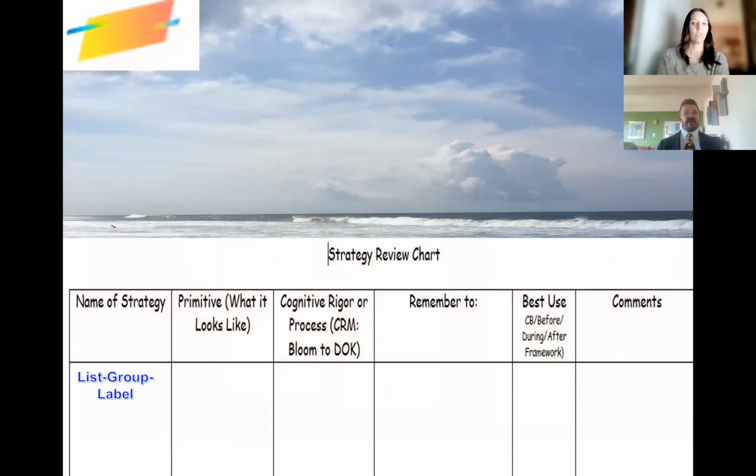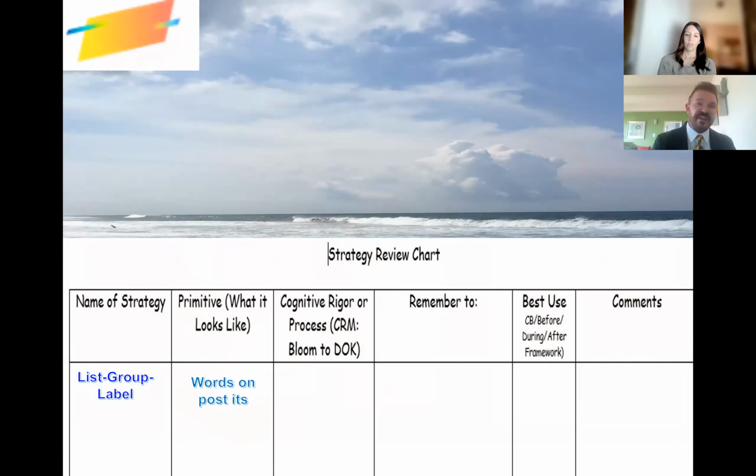So here's my strategy review chart. This is the tool that I use when I'm working with teachers. The first thing I think of is, what is it going to look like? If I have to look at this 6 months from now, a year from now, 5 years from now, what's going to help me remember what list group label was? I'm going to think of words on Post-its. Different people put different things into this box based on what they think this actually looks like and what's going to be their memory trigger for this.